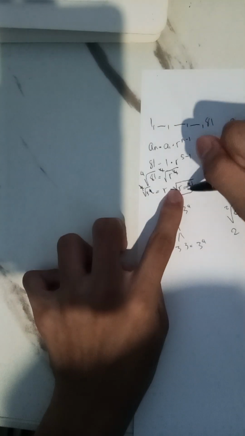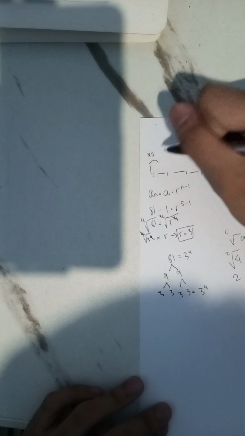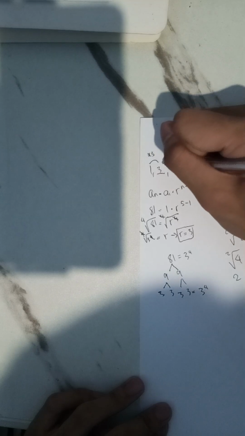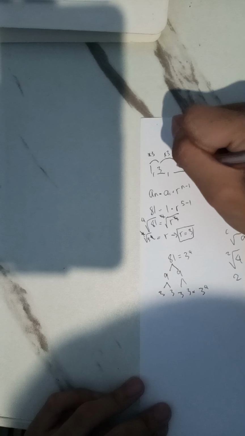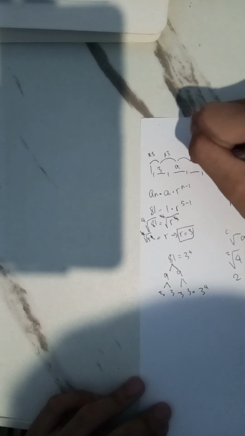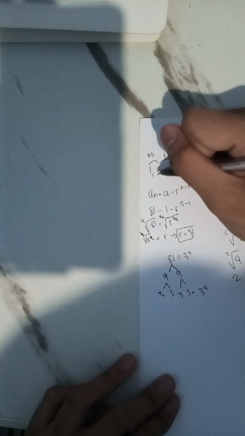So let's apply this to this sequence. From the first term to the second term, we multiply by 3. 1 times 3 is 3. From the second term to the third term, we multiply by 3 also. 3 times 3 is 9. From the third term to the fourth, times 3. 9 times 3 is 27. And indeed, 27 times 3 is 81. So, these are the geometric means.